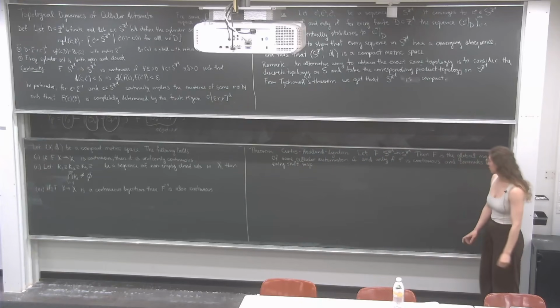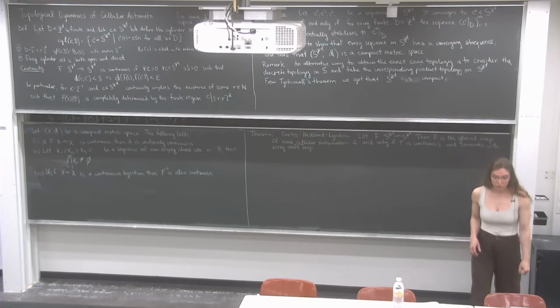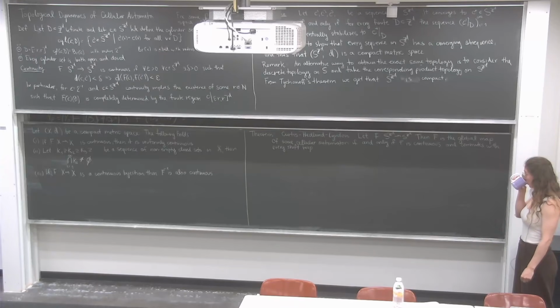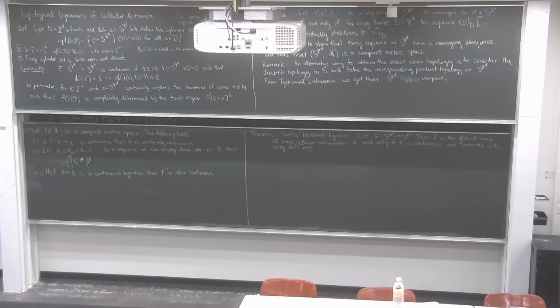So it's actually pretty straightforward. I will let you finish writing this. So one implication is a straightforward verification, and the other one uses compactness. Can you guess which one is the straightforward one? Sorry? Yes. So let's start with the easy stuff.